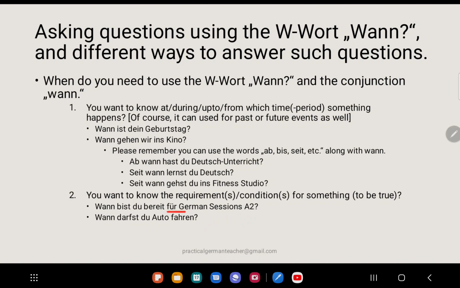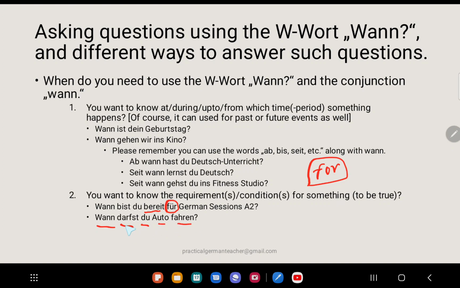Also, just now, I think maybe we'll learn this today: für. When you see für, right now in A1, you can think of the English for. Not always. As we continue, I'll tell you when not to think of für as for, but for now you can just think of für as for. Bereit means ready. Then you have the other example, wann darfst du Auto fahren?